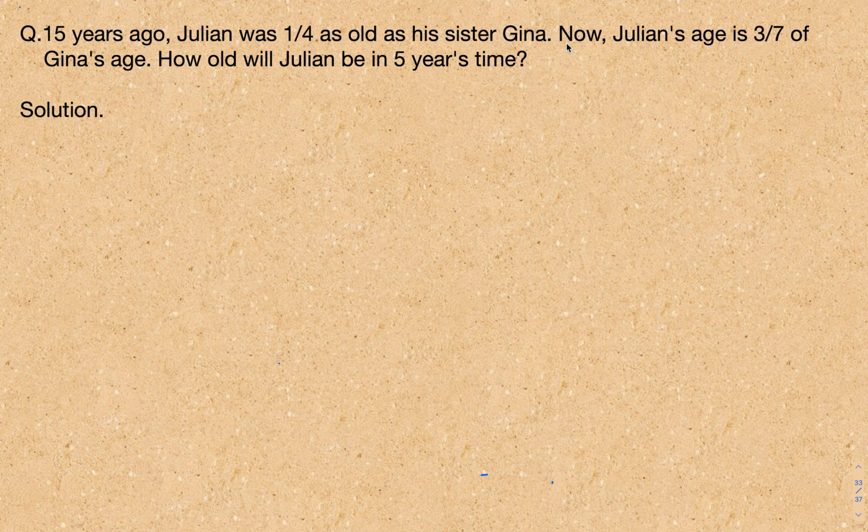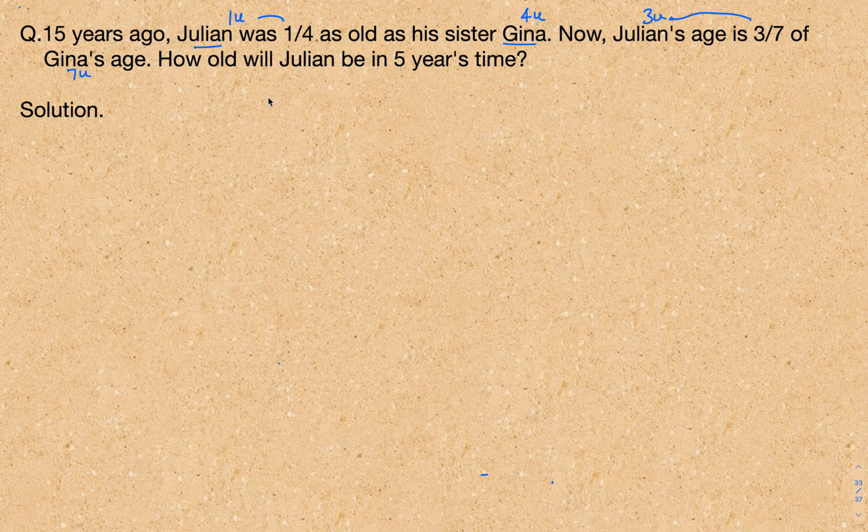So what we have here is that there are two people. One is Julian, another one is his sister Gina. 15 years ago, not now. Julian was 1/4 as old as his sister. That means at that time Julian's age can be represented by 1 unit and his sister was 4 units. But now Julian's age is 3/7 of Gina's age. So now Julian is 3 units and his sister is 7 units.